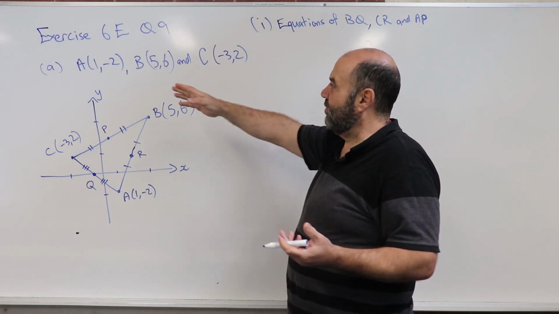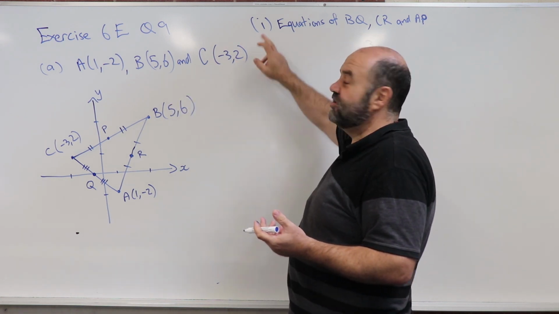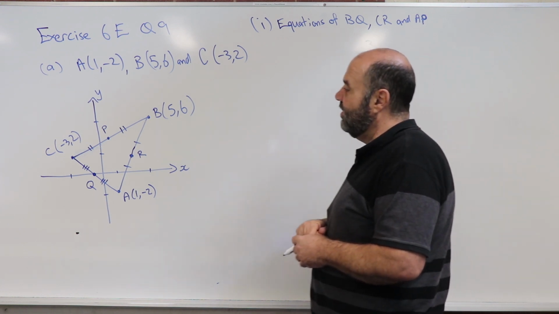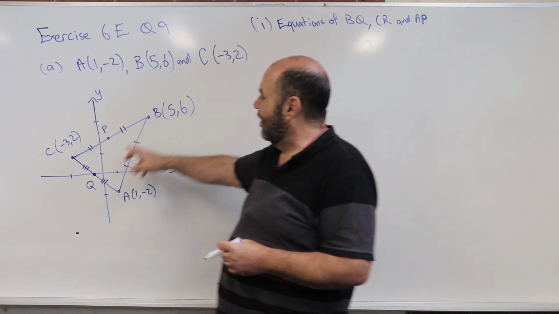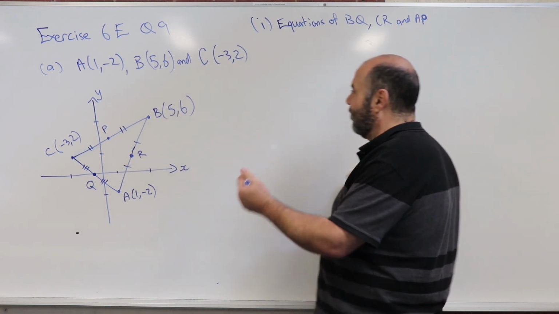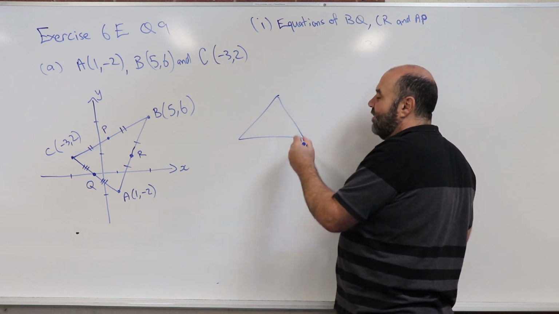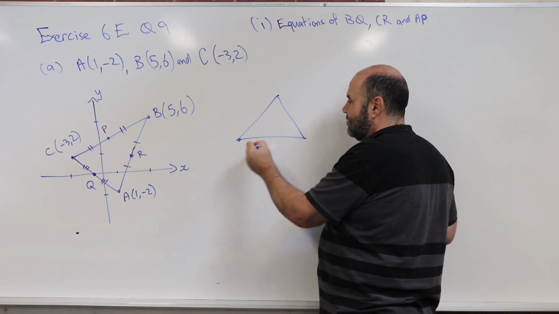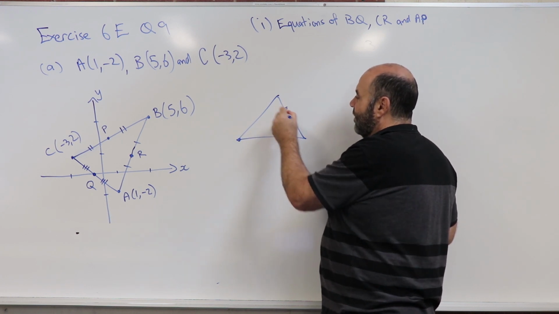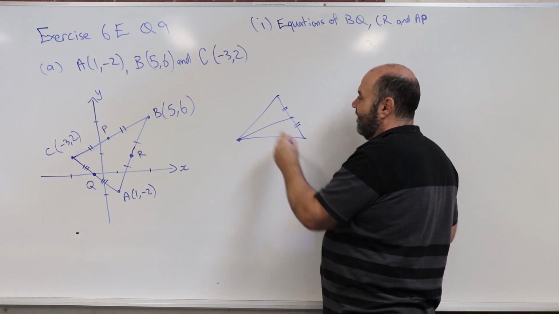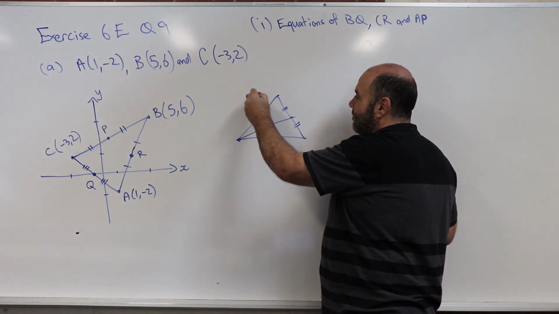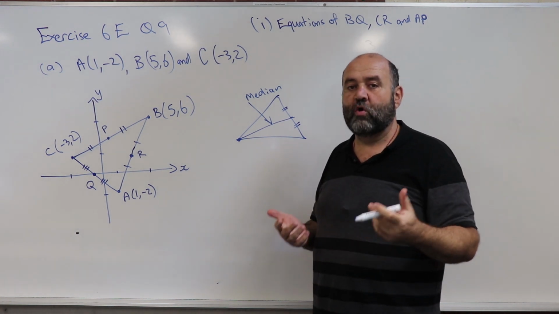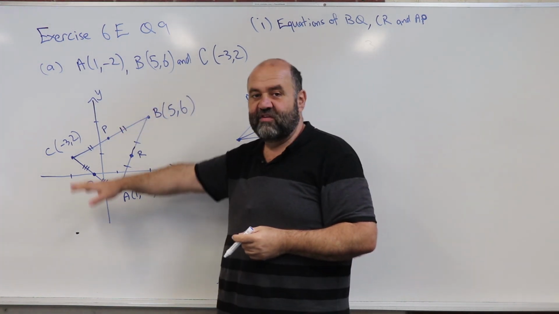Part A, section 1 of the question asks us to find the equations of the medians of the triangle. So a median, in any triangle, is that line which goes from a vertex to the midpoint of the opposite side. So that line there is a median, the median of a triangle, okay? So we've been asked to find the equations of the medians in this triangle here.